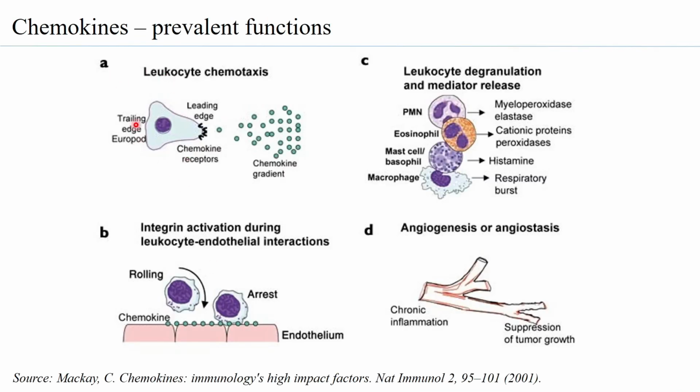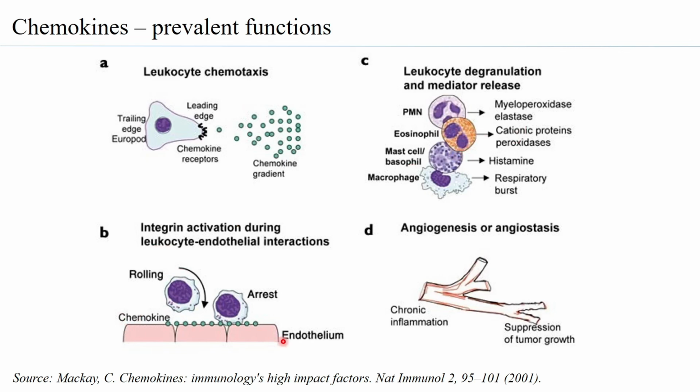Now, the prevalent functions that are associated with chemokines are definitely leukocyte chemotaxis, as we have seen in all the previous cases. So you can see how the leukocyte is able to crawl towards or migrate towards a chemokine gradient. You can also have leukocytes like, for example, basophils, eosinophils, mast cells, macrophages, etc., getting degranulated, and the mediators released are then responsible for a lot of inflammatory reactions. So in inflammation, therefore, chemokines have found a very important role, and they are also possible targets for therapy.